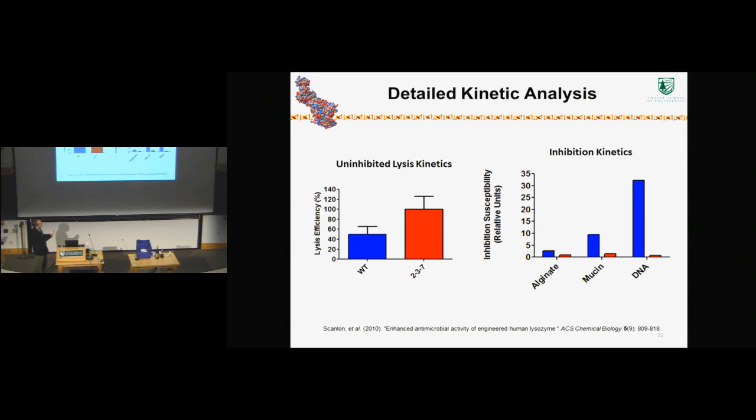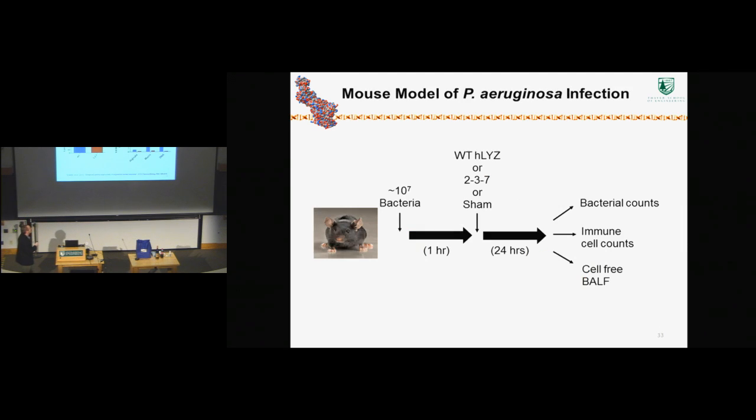engineered variant is about threefold less susceptible to inhibition by alginate, about sevenfold less susceptible to inhibition by mucin, and more than 40-fold less susceptible to inhibition by DNA. So this is exactly what we wanted this enzyme to do. In the laboratory, it's killing bacteria in the presence of these negatively charged biopolymers. But ultimately, we'd like it to kill bacteria in the infected lung environment.